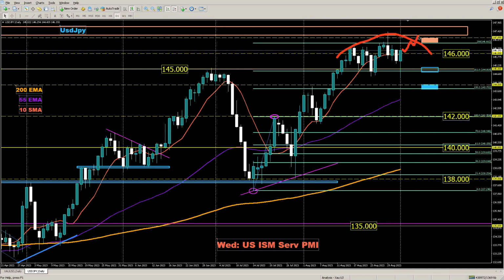And if it does come up to test the 147 again, that could be a danger sign if it's a strong rejection here. Then it could tumble into quite a deeper retracement here, with the daily 55 EMA coming up. So lack of US news next week. So we'll see what kind of price action we can get for the US dollar.